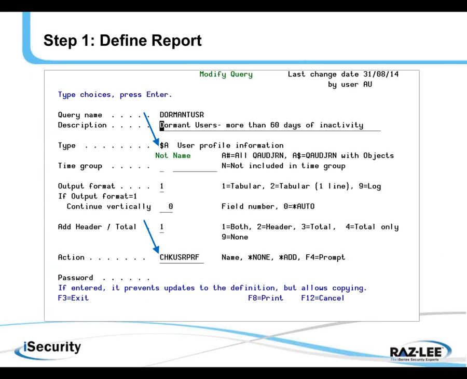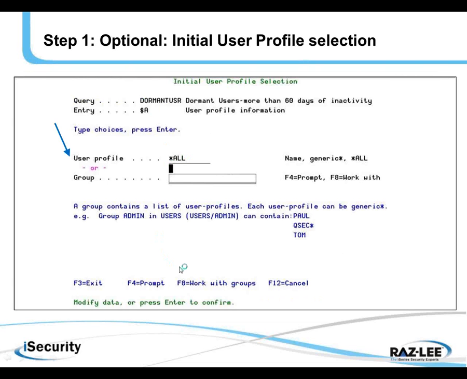So step one then is to define a report. The report name is dormant user, based upon audit entry type $A, which is an iSecurity specific entry type. Check user profile is the action that we'll implement at the end of this procedure. We can limit our selection to all user profiles or a group of user profiles, perhaps a generic list of such user profiles. We'll define a report filter: the password of *NONE not equal to yes, 60 days have passed since the last sign in, and the current status is not equal to disabled. Obviously, I could have specified these Boolean operators in another manner as well, of course.